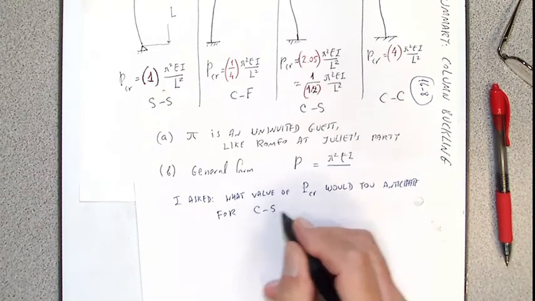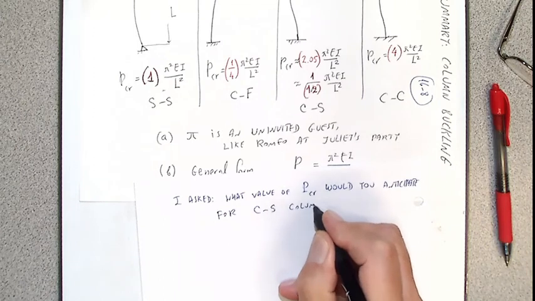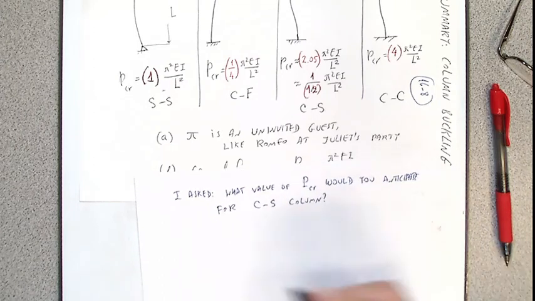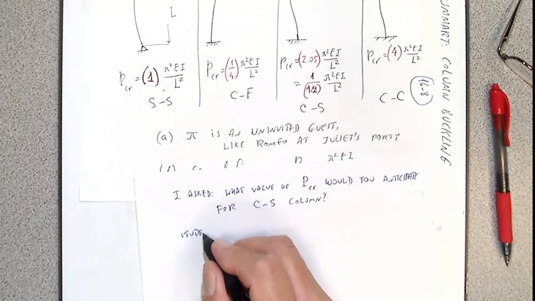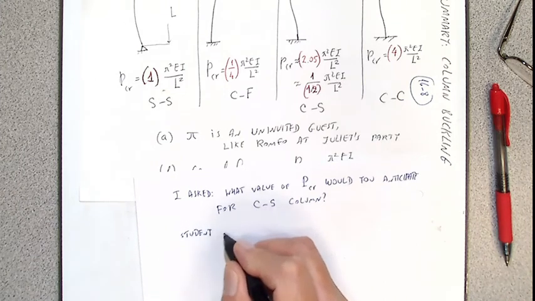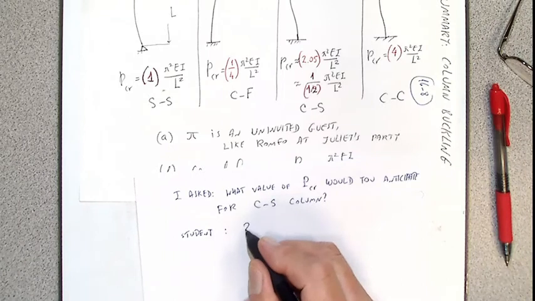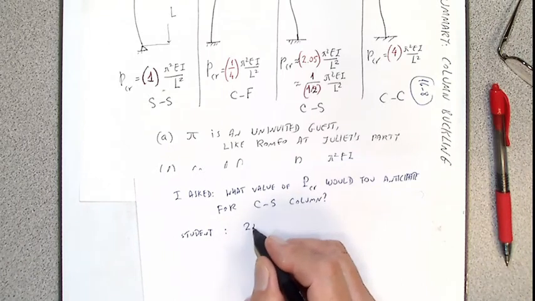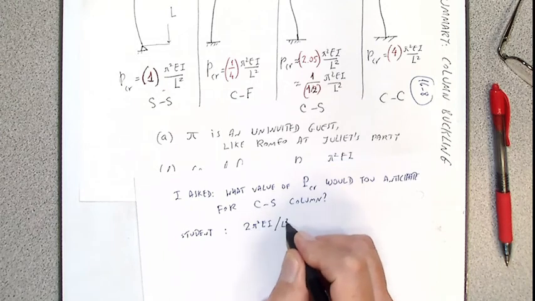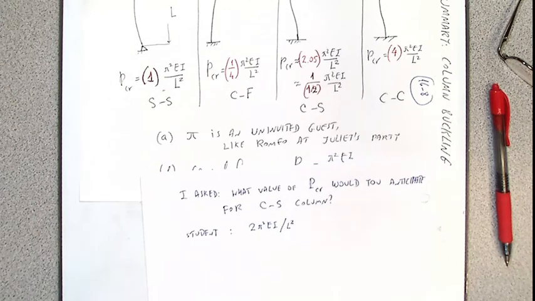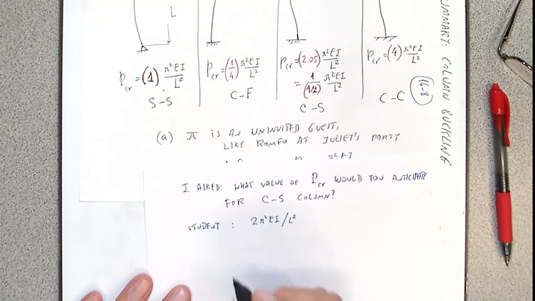For clamped, simply supported column. And one student said approximately 2 pi square EI over L square. Why 2? My question was, why 2?